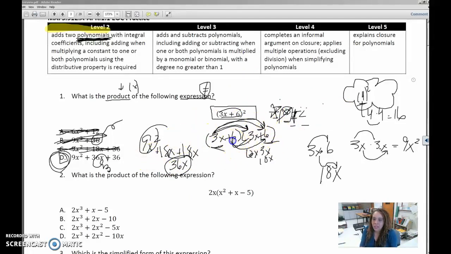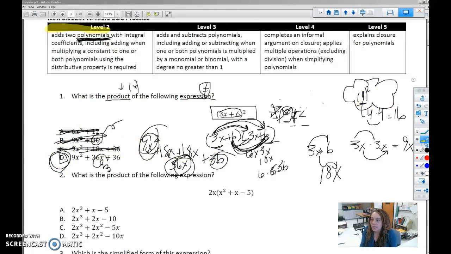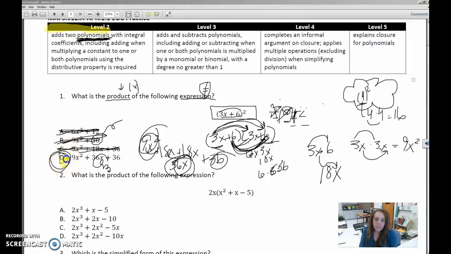So what are my last terms? Well, if I take the last term in here, 6 times 6, well, 6 times 6 is, indeed, 36. So I would have a plus 36 on the end of this. So I would have had my 9x squared plus my 36x plus my 36. I feel very confident now to go back and say, I believe D is the answer.